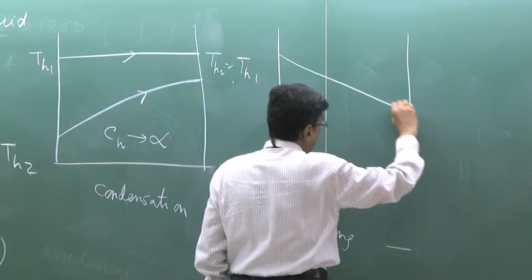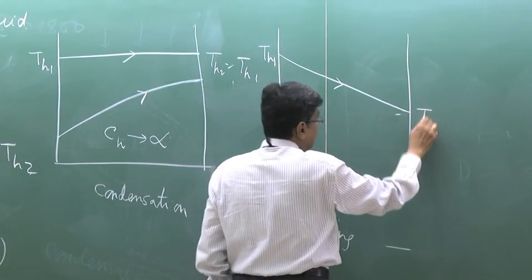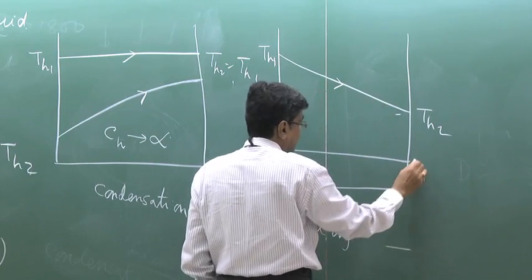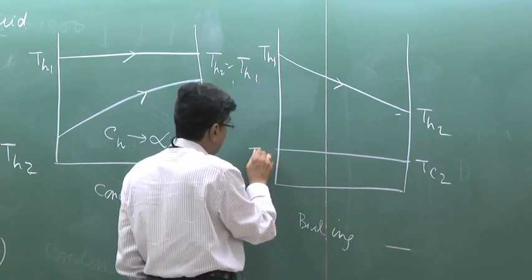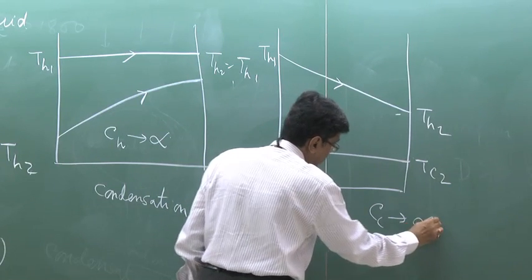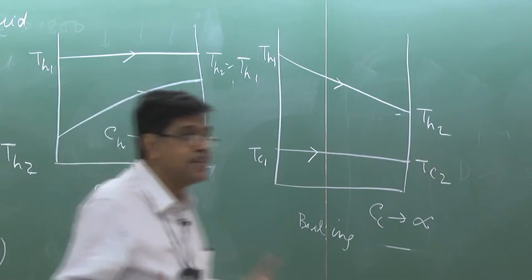In case of boiling, the hot fluid, which is the gas, high temperature gas, changes its temperature, but the cold fluid doesn't change its temperature. That means Tc2 equals Tc1. That means here we write that CCT tends to infinity. And the beauty is that for boiling and condensation, the qualitative picture is such that it is immaterial whether the flow is parallel or counter. The picture is same. But for other cases, when there is no phase change, the picture is not same.